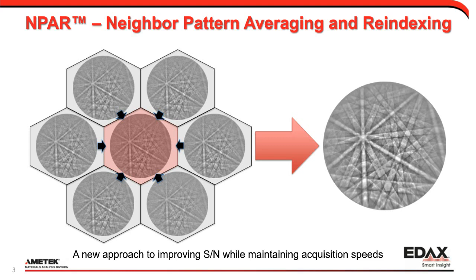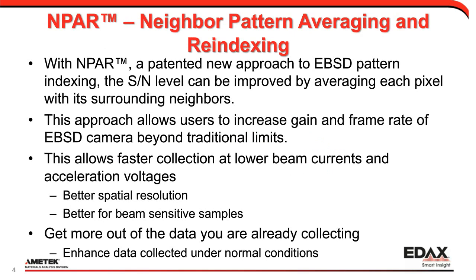So essentially, this approach allows me to increase my frame rate and collect data at better speeds on more difficult samples. I can also collect faster at lower beam currents and accelerating voltages, allowing for better spatial resolution, and it is better for beam-sensitive samples. The other thing it helps you do is get more data out of the data you're already collecting. We've been finding customers going back over data sets they've had for 2 years, with patterns, to pull more and more information out of them.